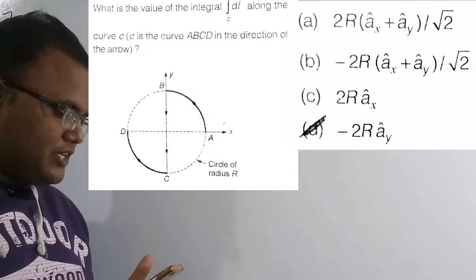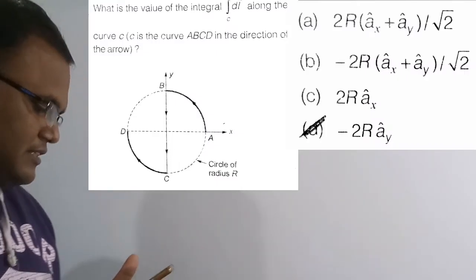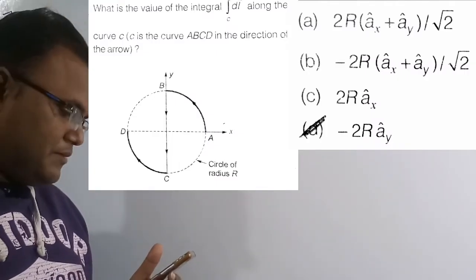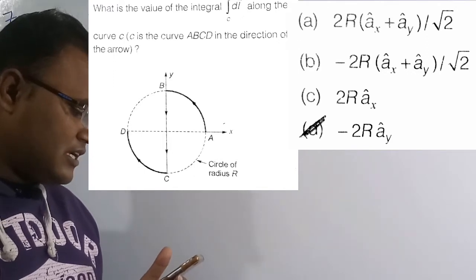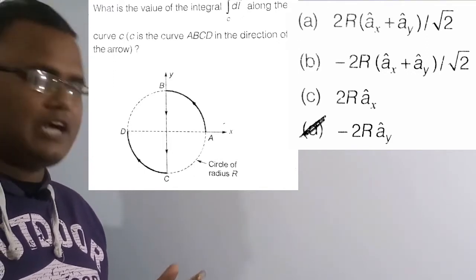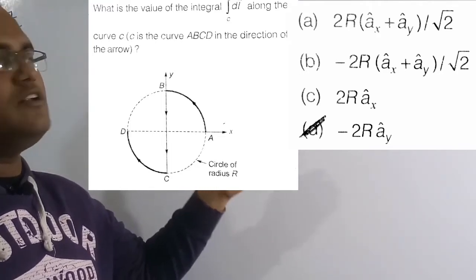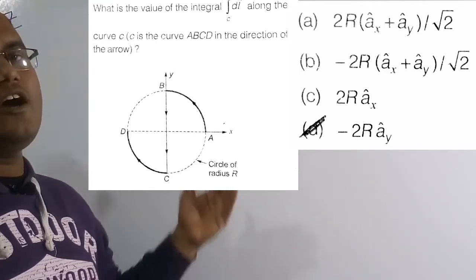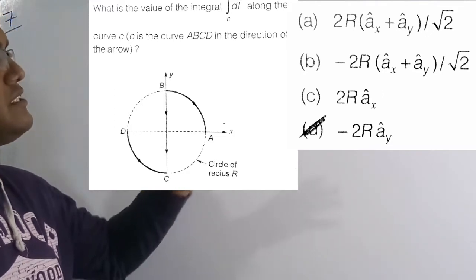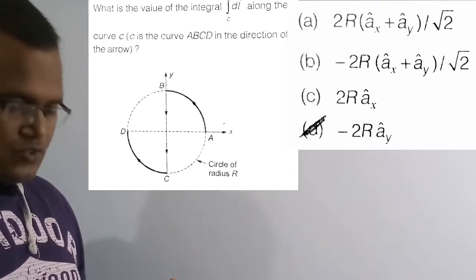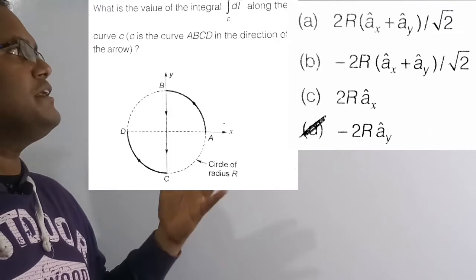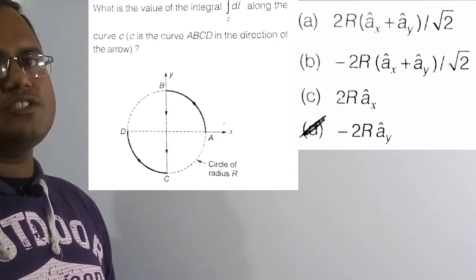So now we are going to solve the seventh question. See the question here. What is the value of the line integral of dl bar along the curve C, where C is the curve ABCD in the direction of the arrow? So basically we need to figure out the line integral of dl bar over the curve ABCD. This total circle is of radius r. Out of these 4 options, option D, minus 2r a cap, is the correct solution of this question.